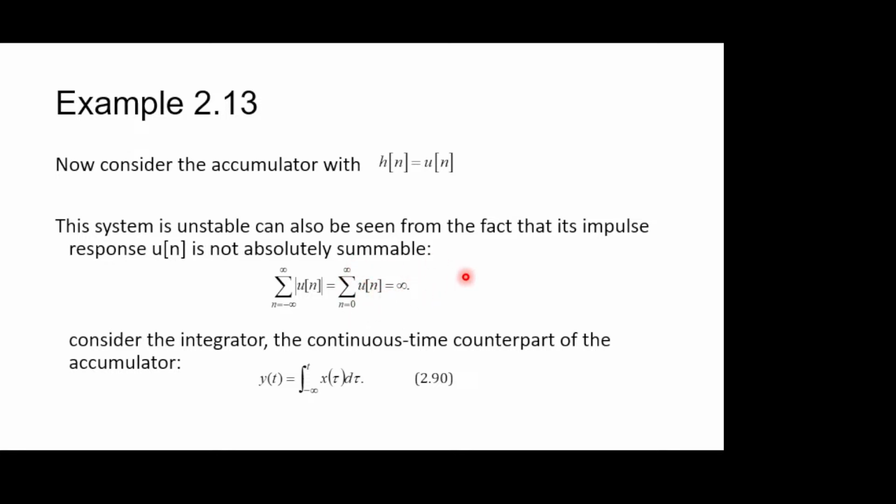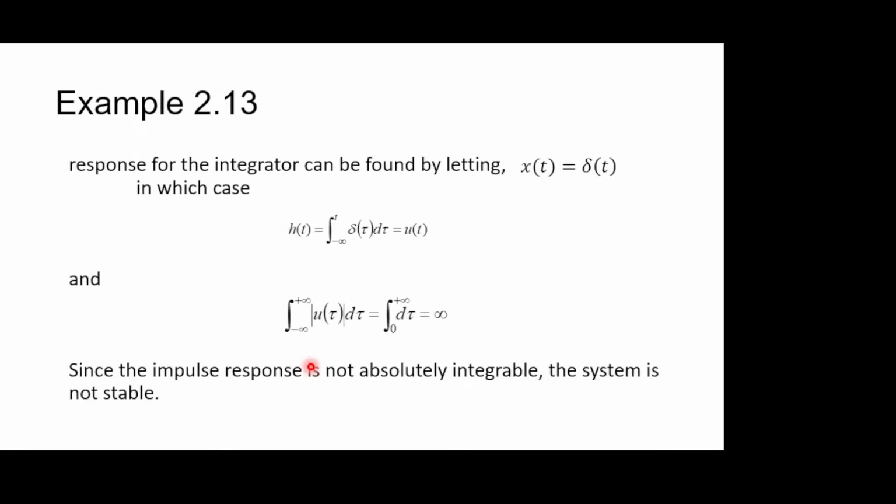And there is a continuous time counterpart of this accumulator, that's an integrator. It's y of t equal to this integration of x of tau up to t. Similarly, you will have your h of t equal to u of t here. And you also see it's not absolutely integrable, because you do this integration, then you are integrating 1 from 0 to infinity, that's infinity. So this is not stable as predicted.